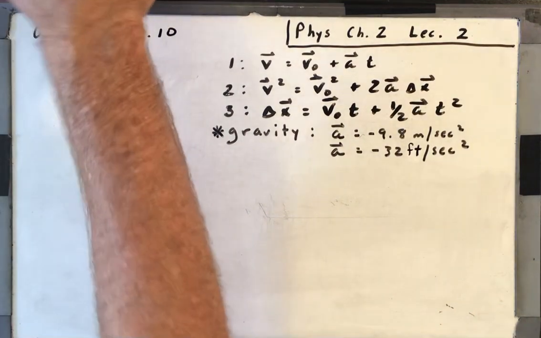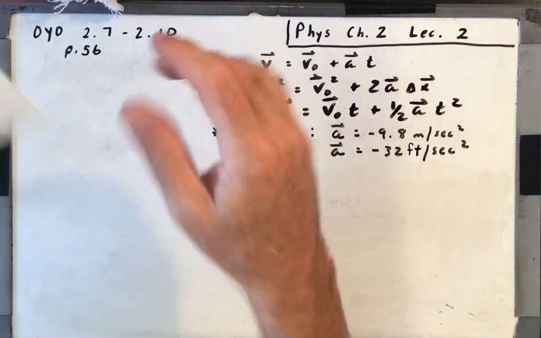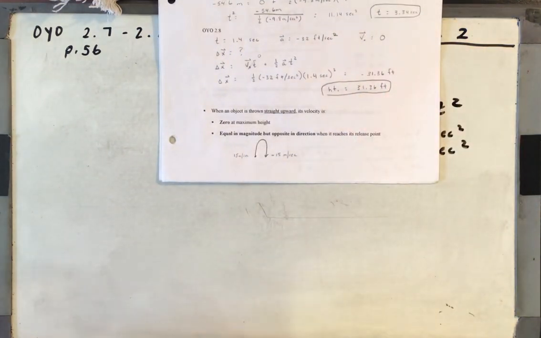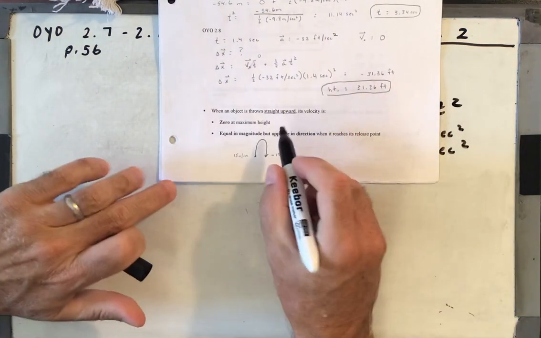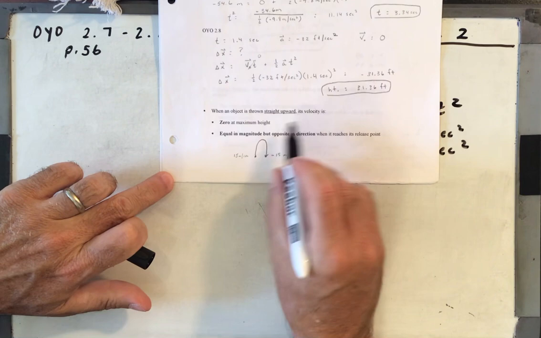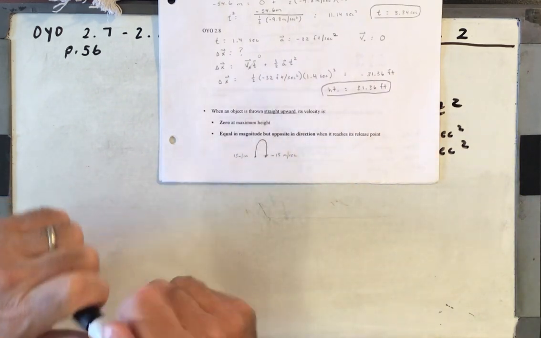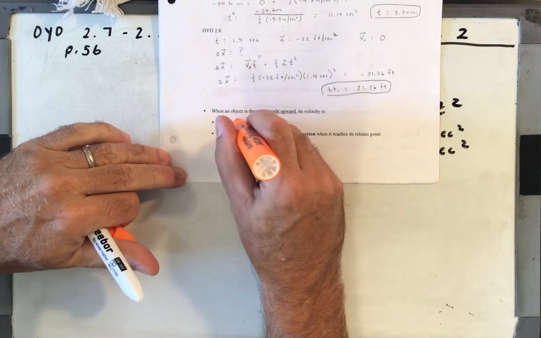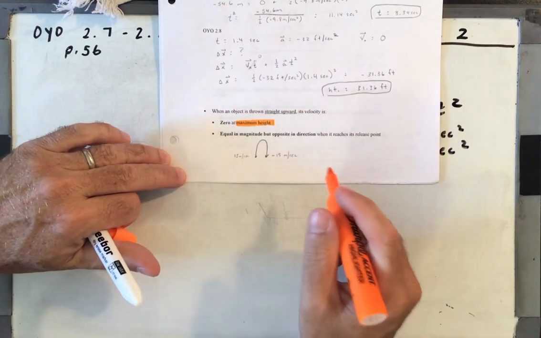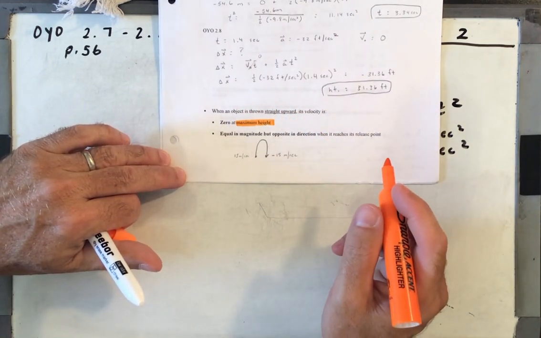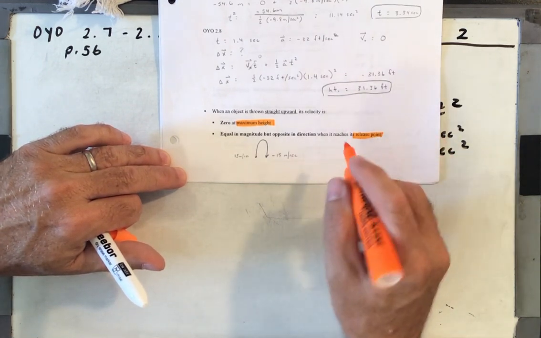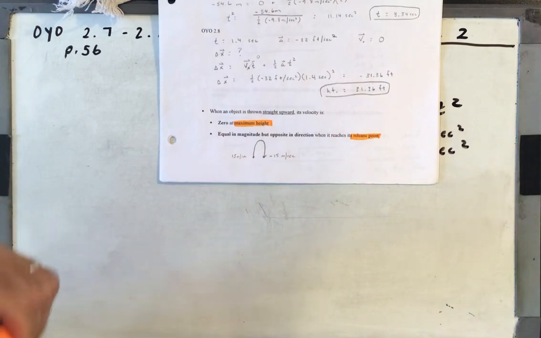Let's go to page 4 on your notes. Well, let's stick with the bottom of page 3 just really quickly. So when an object is thrown straight upward, its velocity is 0 at maximum height. Oh, that's important. Important to remember, 0 at maximum height, for calculus as well. And when it goes back down and reaches its release point, it's equal in magnitude but opposite in direction.